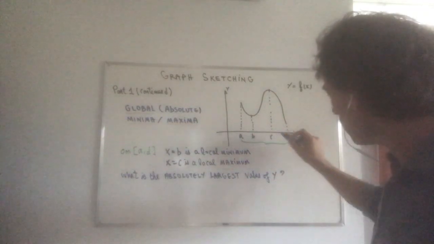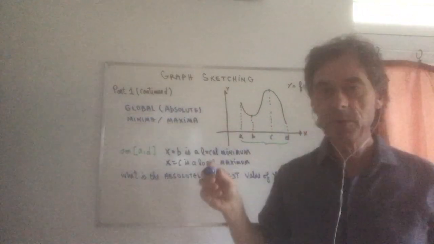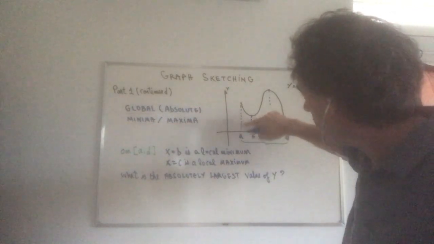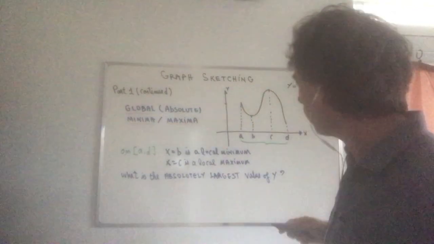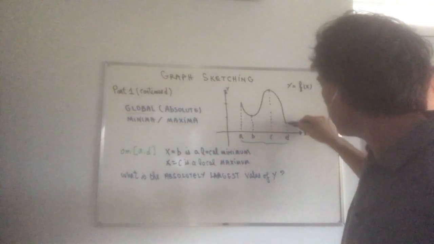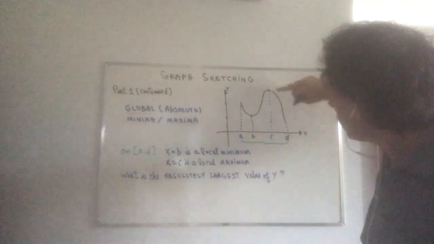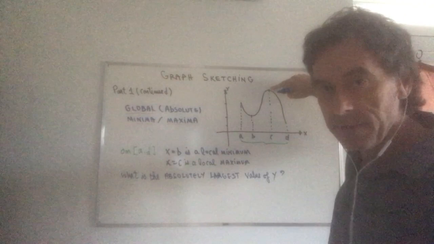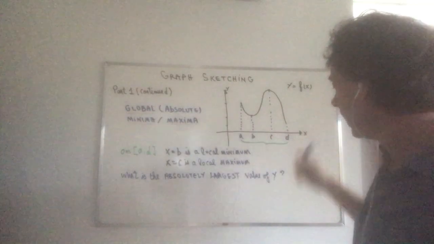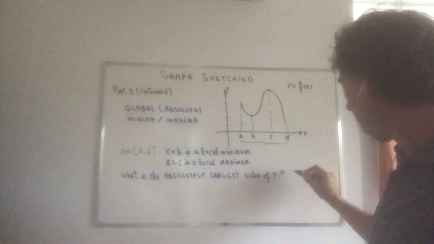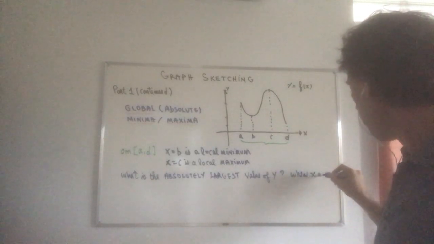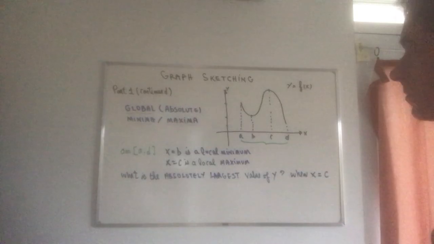So I'm going to limit myself to the interval AD, and I'm going to be looking on that interval for the highest y point. Is the highest y point occurring at A? Well, the y point at A is here. Is it at B? No. Is it at C? Uh-huh. Is it at D? No. So you can tell that when x is equal to C, it actually reaches the absolutely highest y value in the interval. So this absolute value happens when x is equal to C.